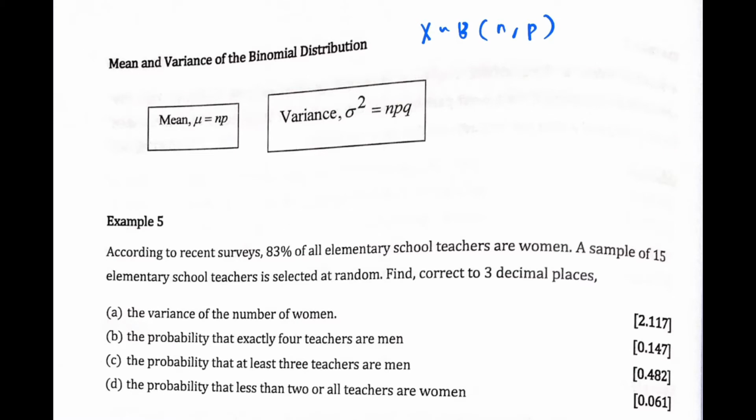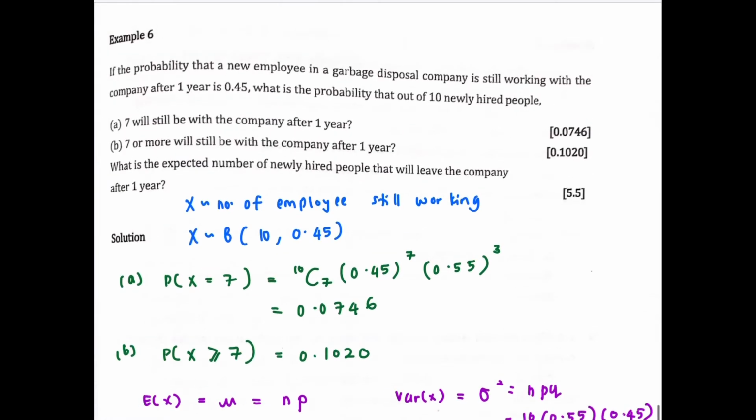So if the question asks you to find the mean and variance from the binomial distribution, you will use these two formulas, which is mean equals np and variance equals npq. Okay, look at example number 6 in your workbook.